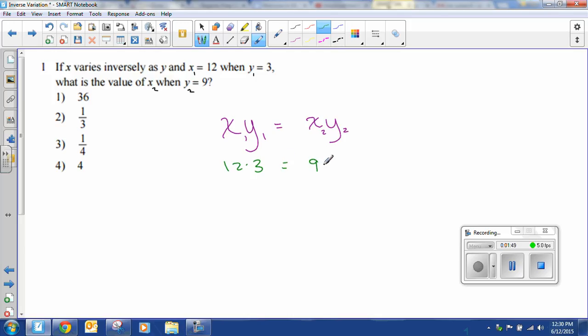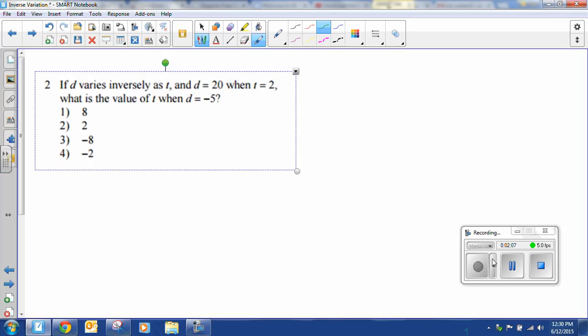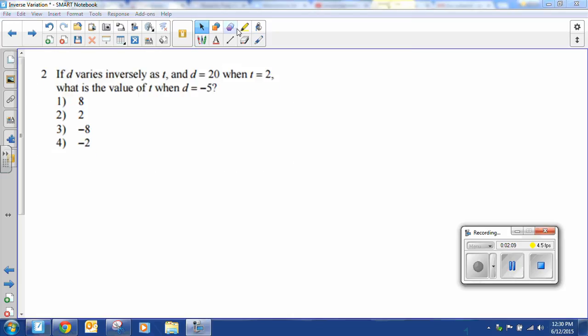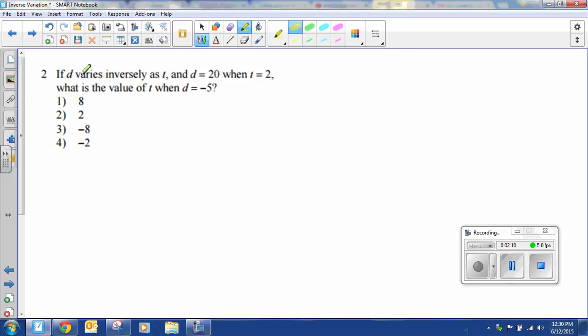equals 9 times x. Divide both sides by 9. By the way, 12 times 3 is 36. 36 divided by 9 is 4. So the answer is 4 right over there. The key is to see the wording varies inversely or is inversely proportional. Anything with the word inverse or inversely, you will know that you need to use product equals product.